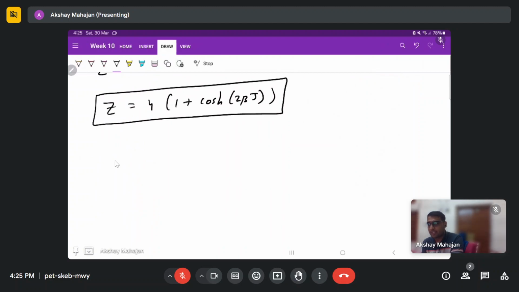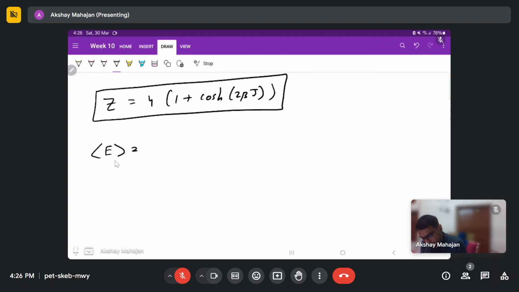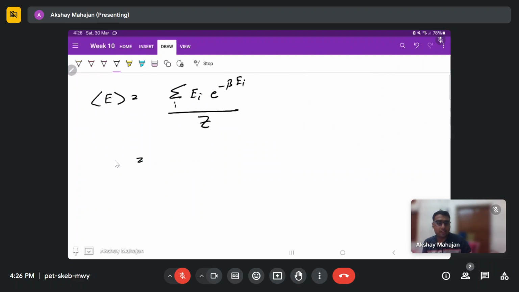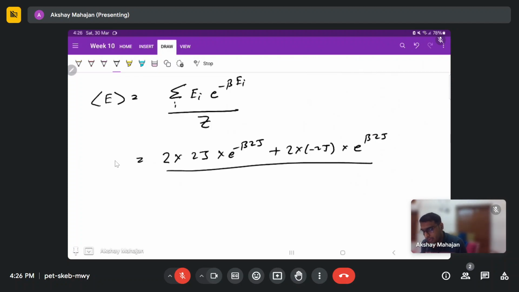Now we have to find the average energy. For average energy, we know that average energy is given by the summation of Ei e to the power minus beta Ei divided by Z, the partition function. So just put the energies. For energy 0 value, the summation terms will be 0. Other terms would be, I will have 2 terms with energy 2J, e to the power minus beta 2J, and 2 terms with energy minus 2J, e to the power beta 2J. This whole divided by my partition function, which is 4 times 1 plus cosh 2 beta J.